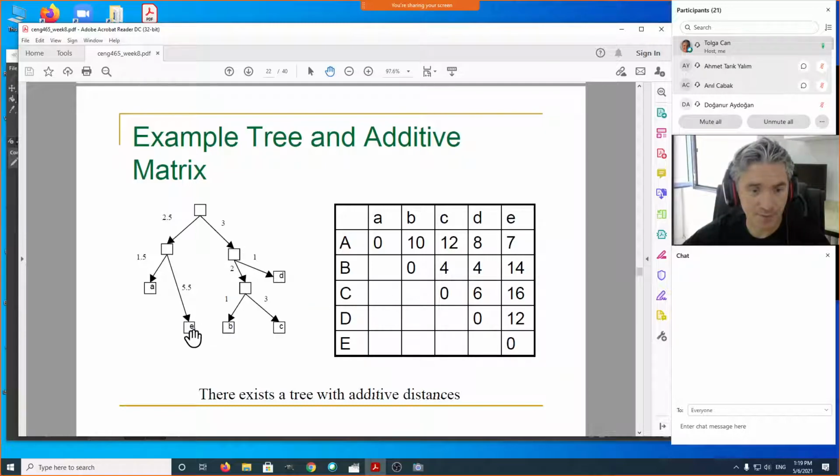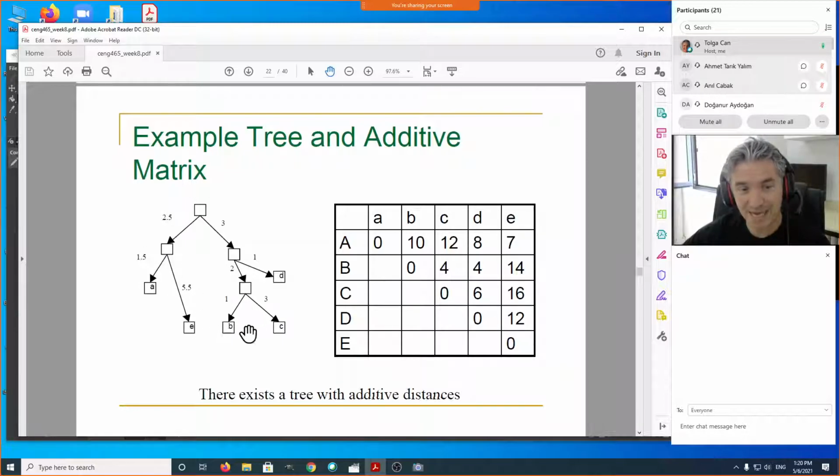For example, from E to B. What is the distance from E to B? The distance from E to B is 14. Let's see whether it's 14 here. 5.5 plus 2.5, it's 8, 11, and 13, and 14. So we get distance 14.